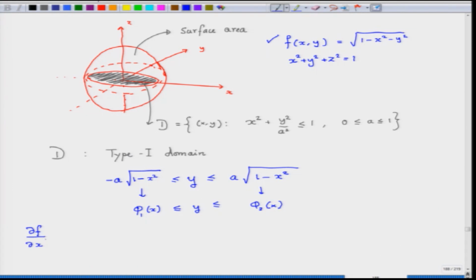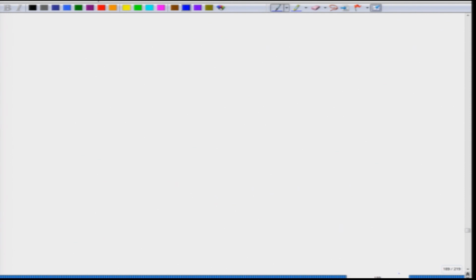So, del f del x in this case becomes minus x by root over 1 minus x square minus y square, while del f del y becomes, by symmetry, minus y by root over 1 minus x square minus y square. So, now once you have that, computing the area is not a big problem. So, first let me just check it out.